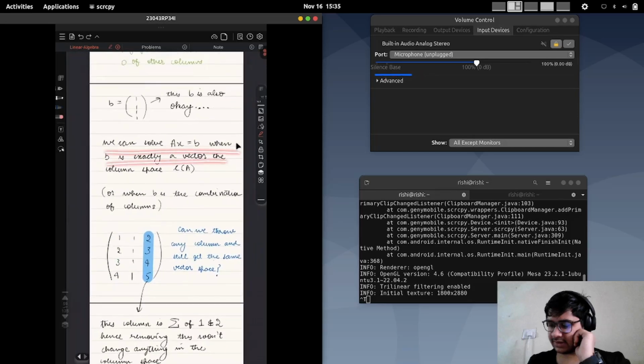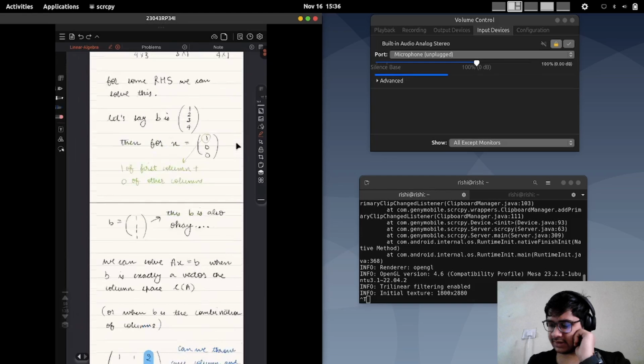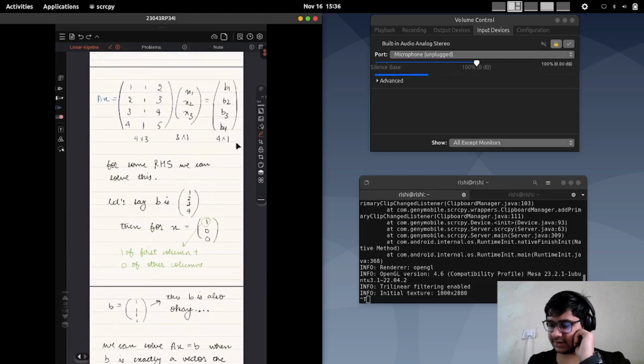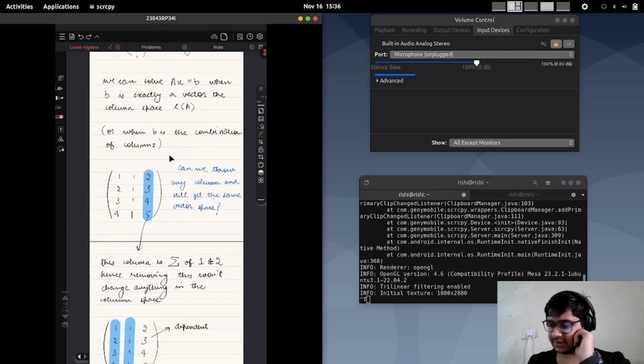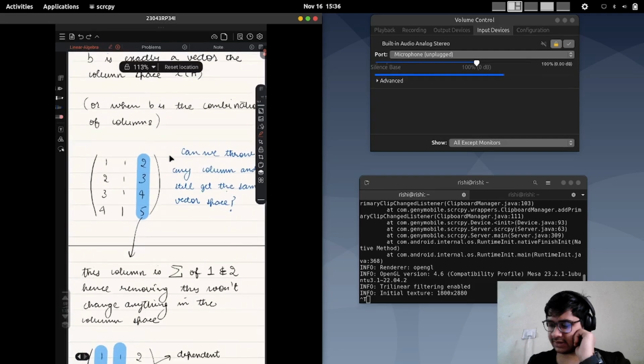So we can solve this exactly when it is a vector space. So what are linear combinations of all the columns? It is a column space essentially. So for some vector B to be in the column space, this vector has to be in the column space of this to exist. Simple as that, or when B is a combination of columns. Exactly, so this is the line which is defining this.